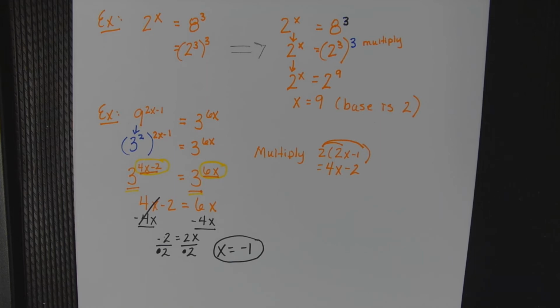Yes? Could you have started it by cubing 3 to 6x? Could they both have the same base? Or why would you cube it? So you would square it, not cube it. Yeah, you would square it.